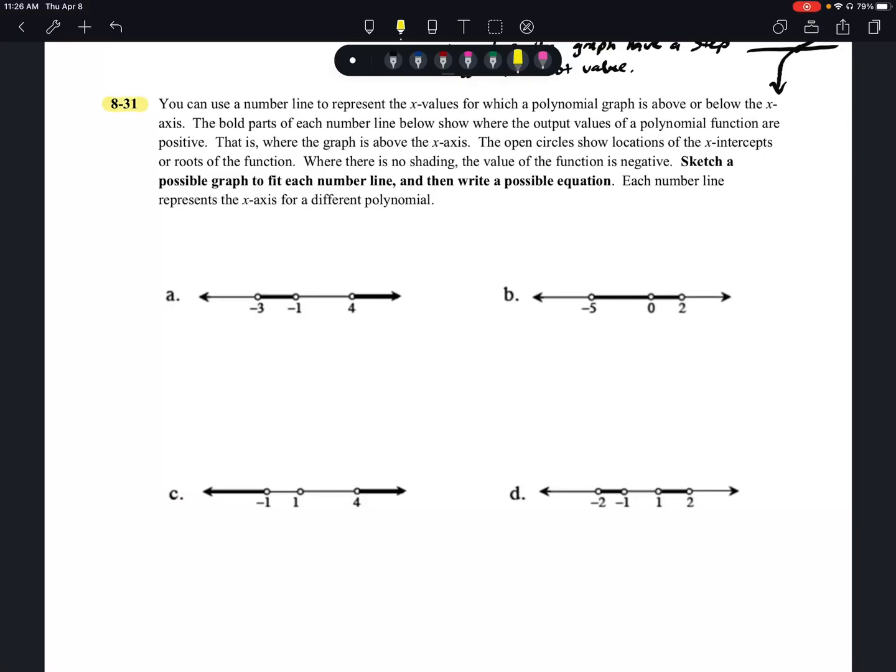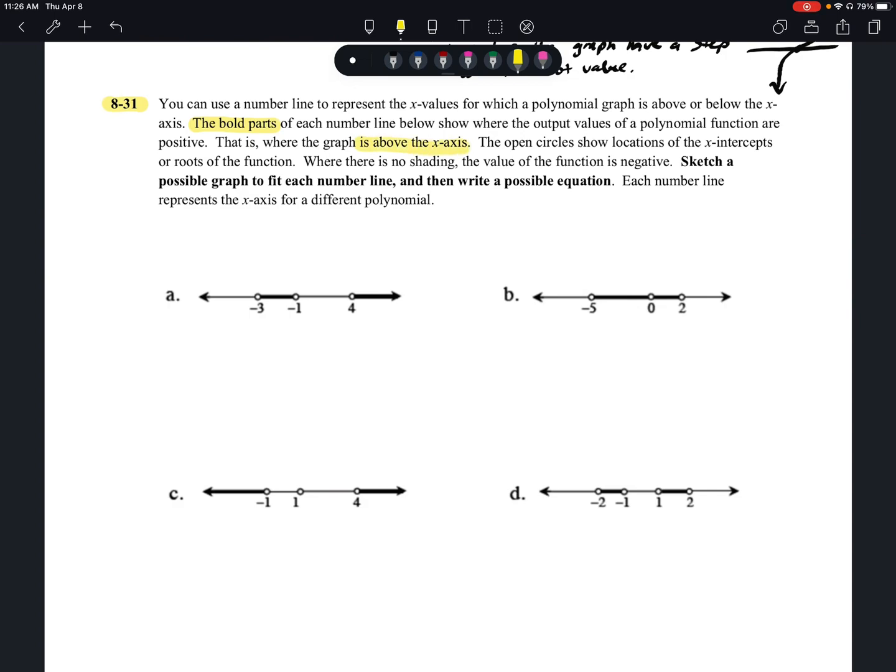8-31. You can use a number line to represent the x values for which a polynomial graph is above or below the x-axis. The bold parts of each number line below show where the output values of a polynomial function are positive. That is, where the graph is above the x-axis. Okay, that's important to remember. So the bold parts are where our graph is above the x-axis.